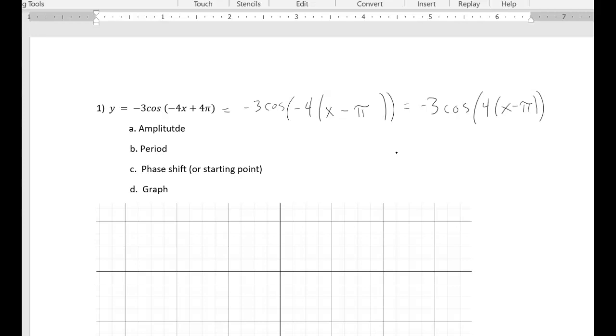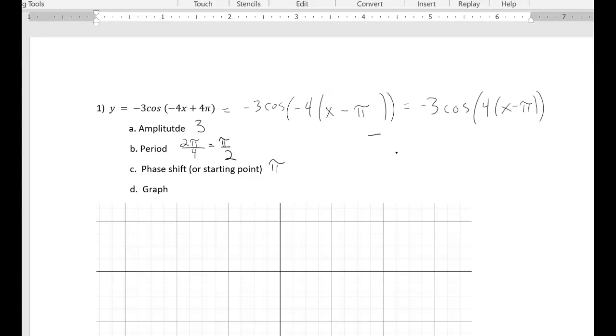Okay, so now I can see pretty easily that the amplitude is 3, the period is going to be 2 pi divided by this value, which is pi over 2. The phase shift I can see is pi units to the right.